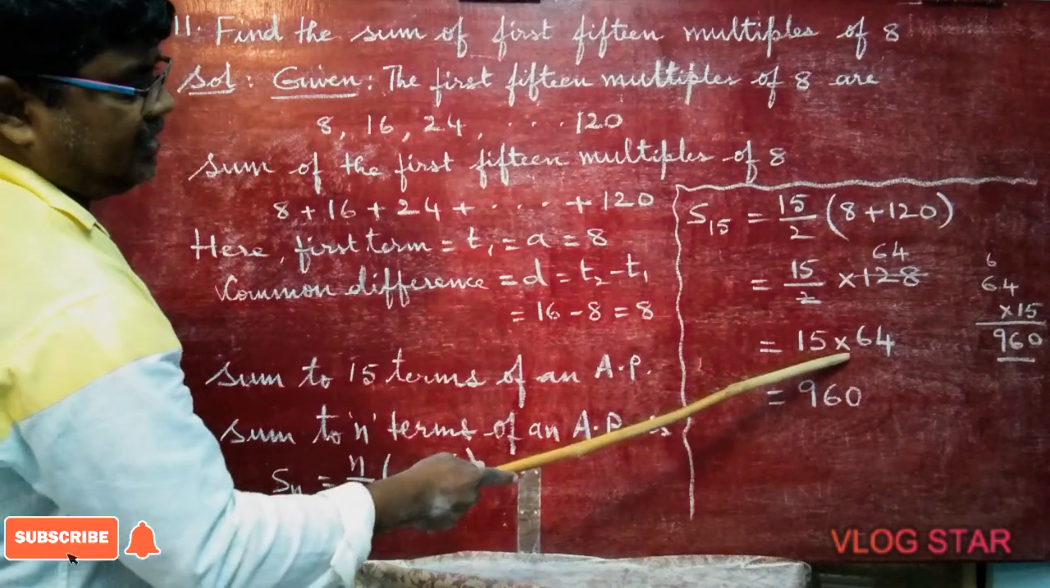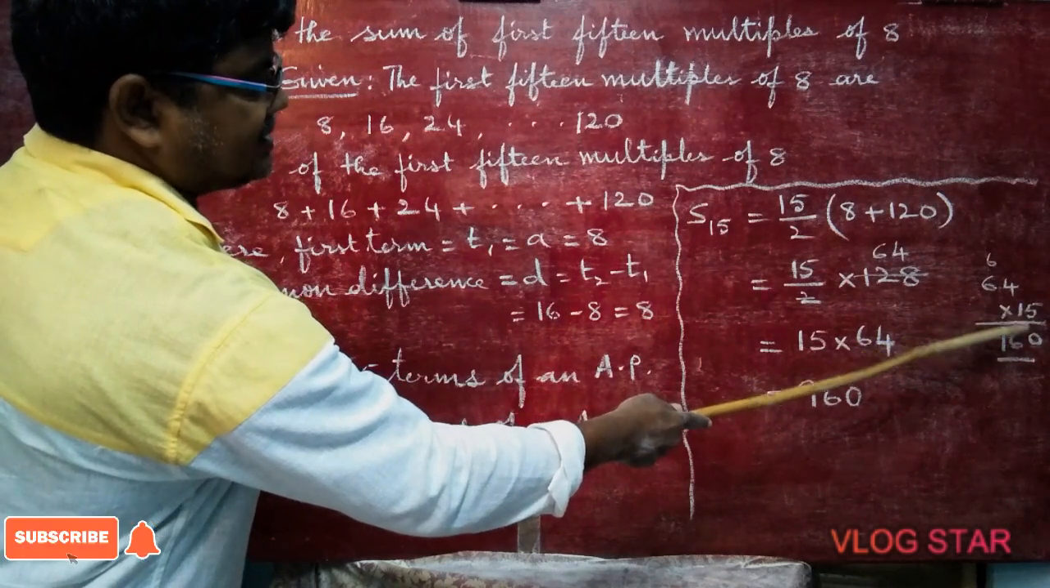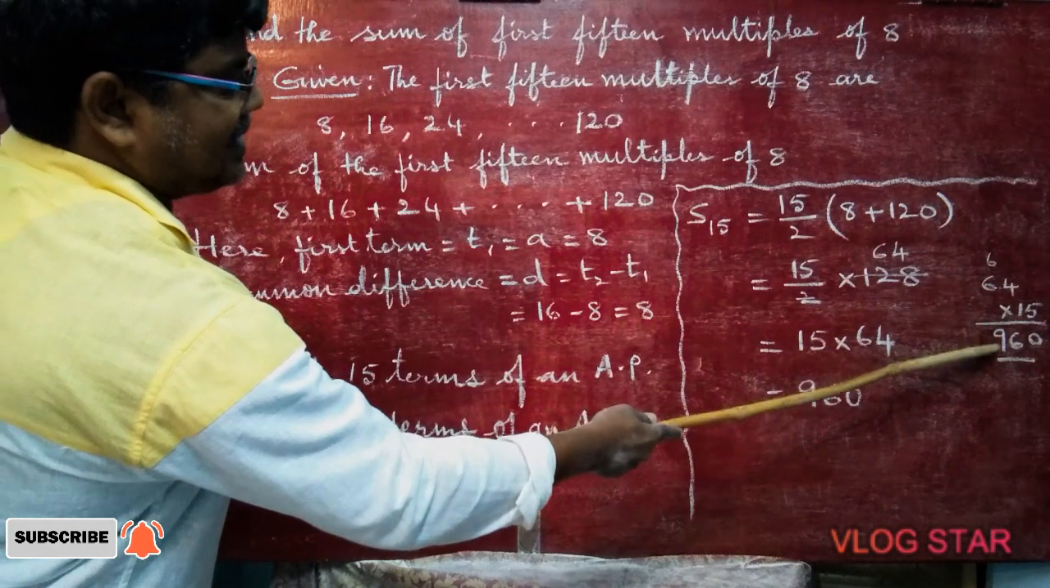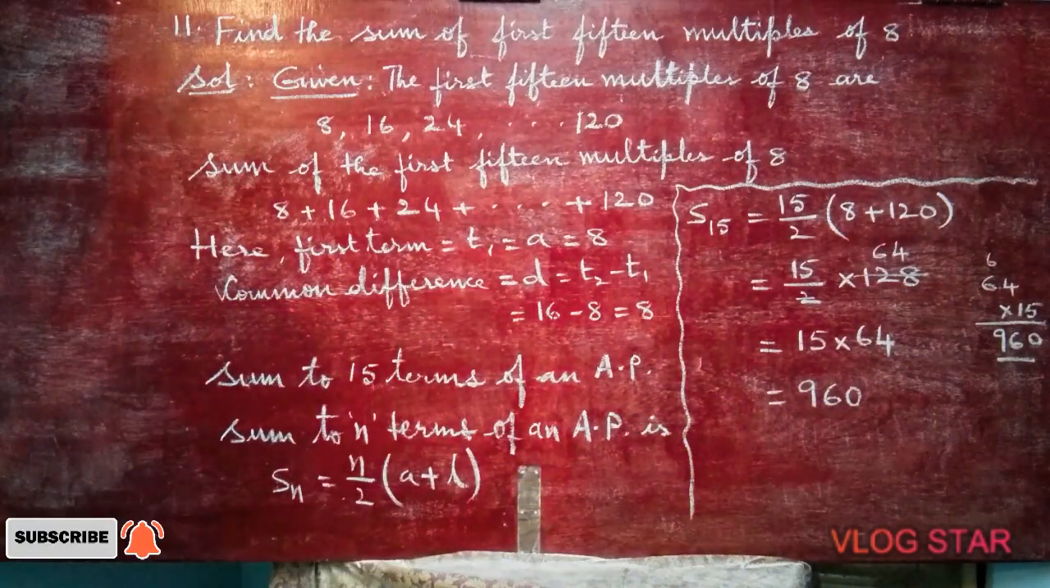Now multiply 15 into 64. You will get 960. 15 4s are 60, 0 and 6. 15 6s are 90. 90 plus 6 is 96. So what is the answer? 960.